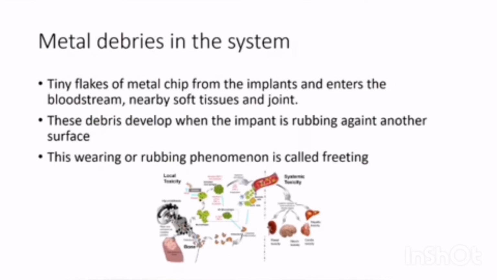And the most feared defect of a surgical implant is metal debris, where tiny flakes of metal chip off the implants and enter the bloodstream and nearby soft tissues and joints. This debris happens when force and pressure is exerted on the implant, where the implants are rubbing against each other at the surface. This phenomenon is called fretting, and this metal debris can end up causing damage to your kidney, your brain, your heart, and even your liver.